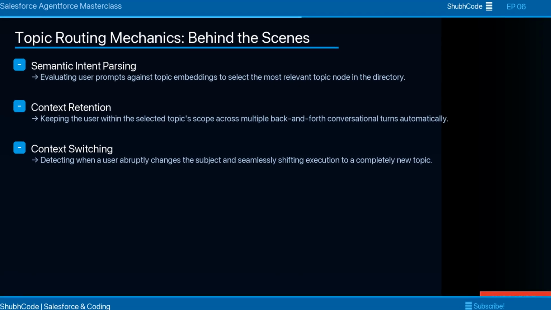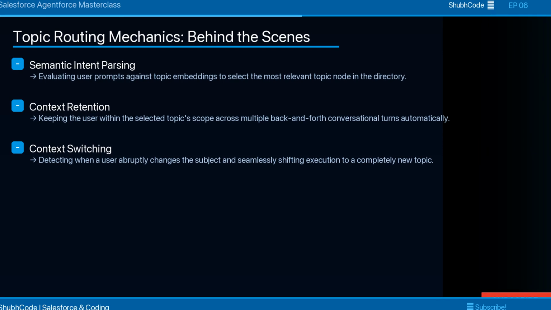Let's lift the hood and see how the Atlas reasoning engine orchestrates this in real time. When a user sends a message, Atlas first performs an intent analysis against your entire catalog of active topics. This is a semantic vector search that scores how well the user's query maps to each topic's description. Once a topic is selected with high confidence, Atlas locks the user into that conversation loop until the goals of that topic are met or a clear context switch is detected. Understanding this routing loop is absolutely critical for troubleshooting why an agent might be triggering the wrong actions or ignoring user inputs during transitions.